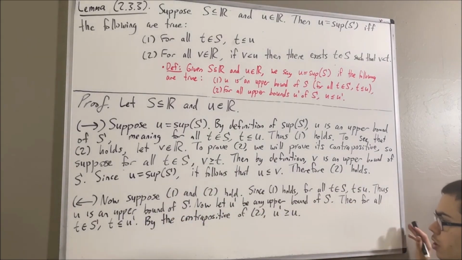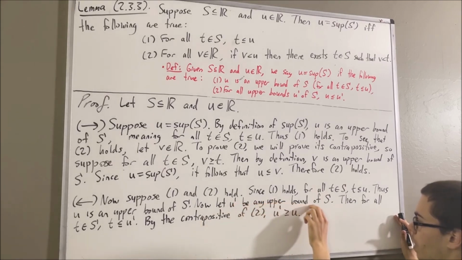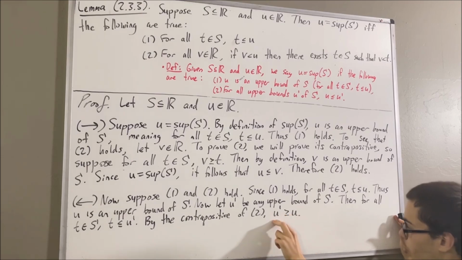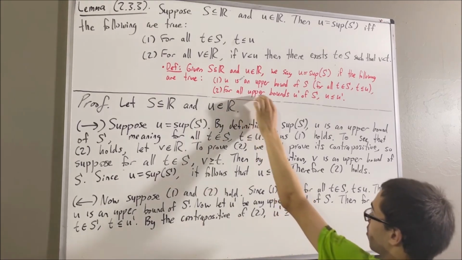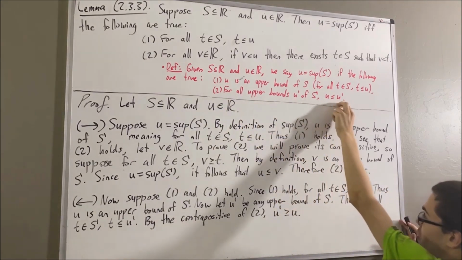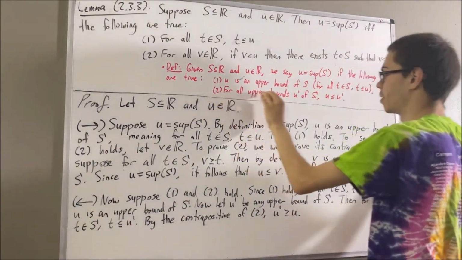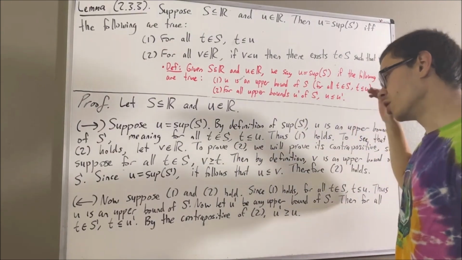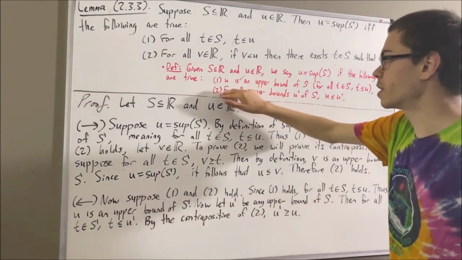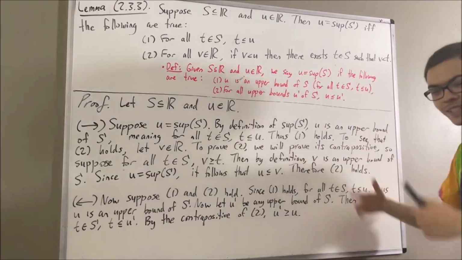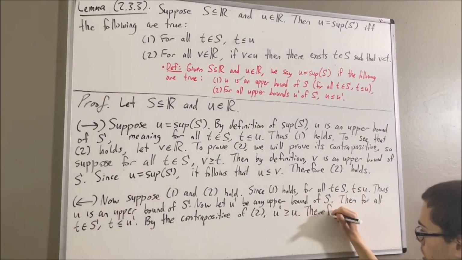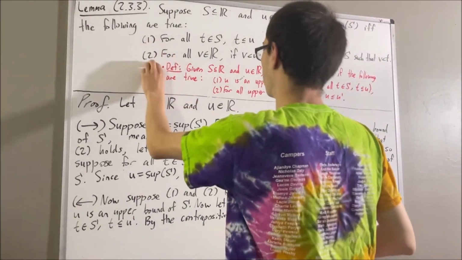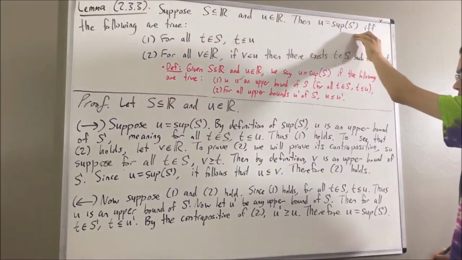And so putting this together, we give ourselves an arbitrary upper bound of S, U prime, and from there we prove that U is less than or equal to U prime. Right? For all upper bounds U prime of S, U is less than or equal to U prime. So we have proven that the second part in the definition of a supremum holds. So U satisfies all the requirements to be the supremum of S, so U is the supremum of S. So we have now proven if these two are true, then U is the supremum of S.